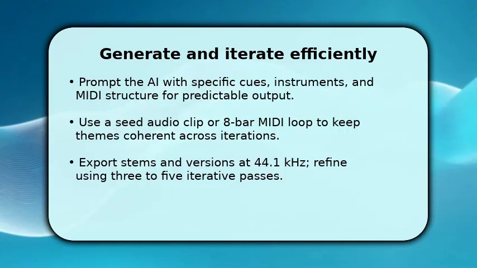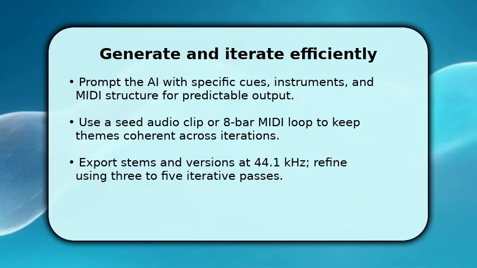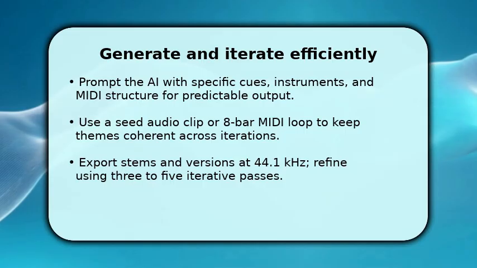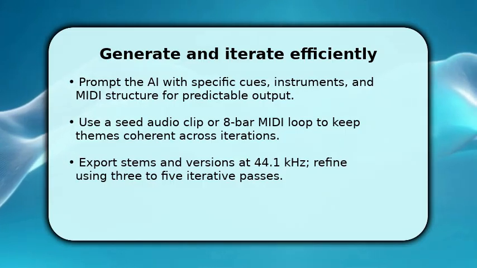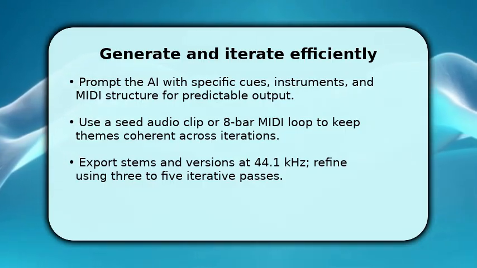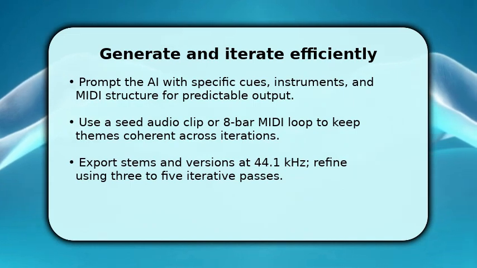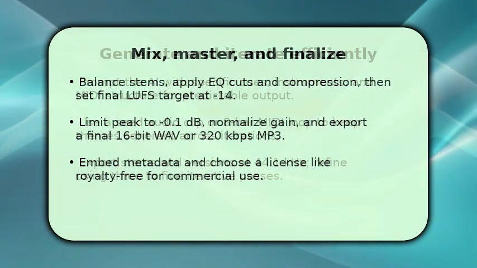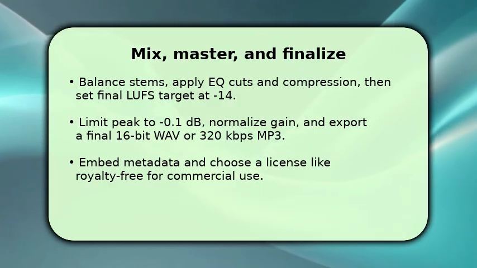Generate stems and full mixes at 44.1 kHz, then refine with 3 to 5 iterative passes to improve instrumentation, timing, and emotional contour. After generation, mix stems to create space and clarity for vocals or dialogue. Use subtractive EQ and light compression on busy elements to prevent masking.